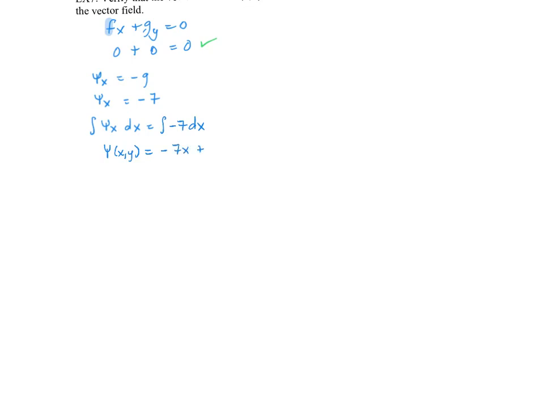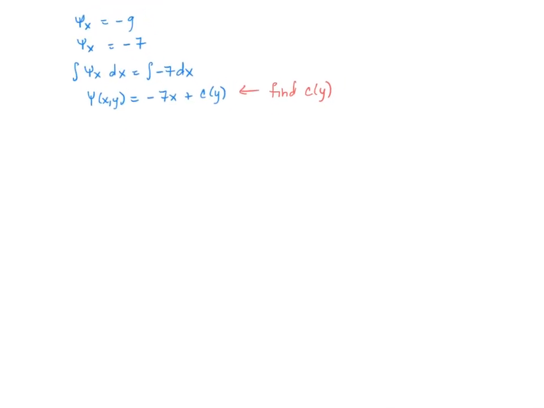But the constant can be in terms of y, so it could be a function of y. Now the next step would be to find this constant. So let's go ahead and look at psi, take the partial derivative with respect to y, and it's going to be equal to the derivative of this constant with respect to the variable y.